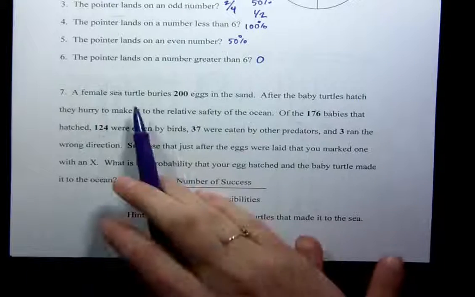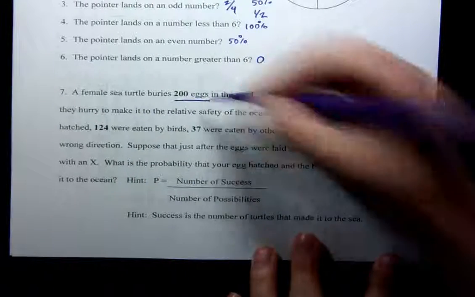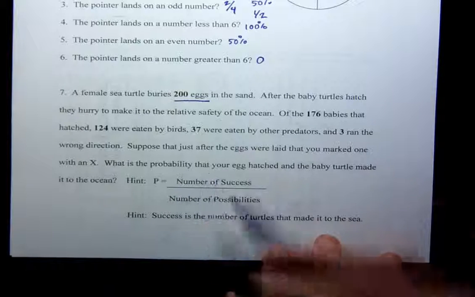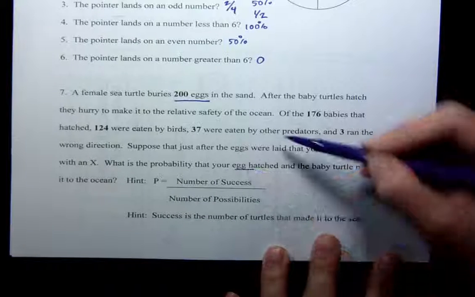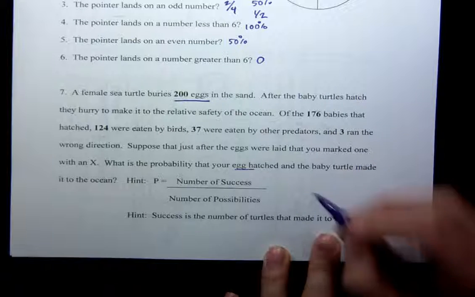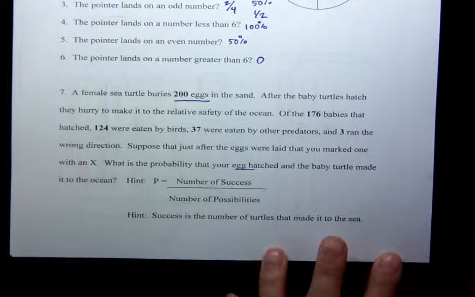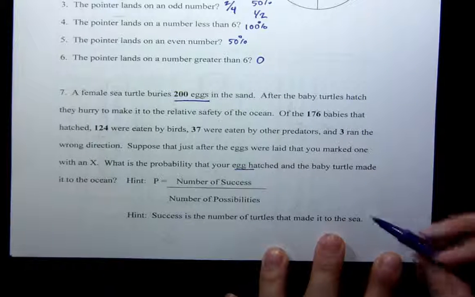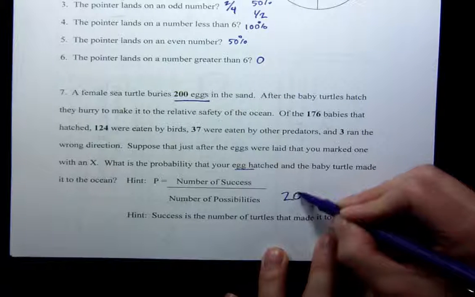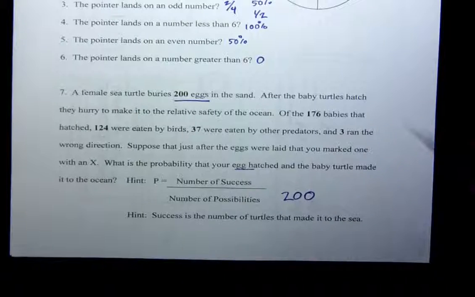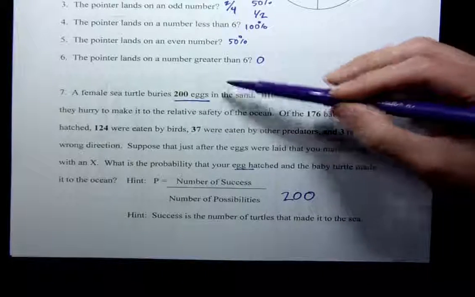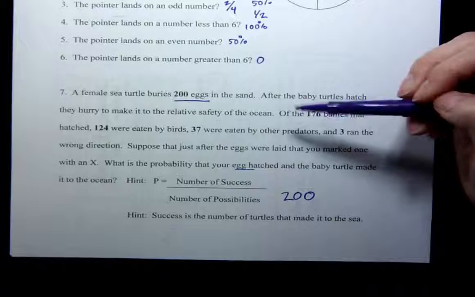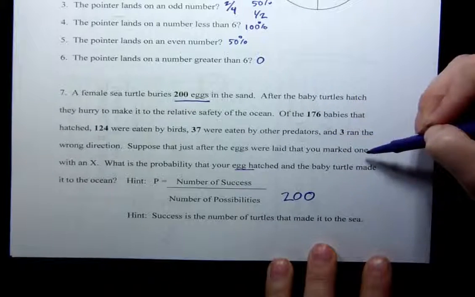All right, so a female turtle buries 200 eggs in the sand, and in the end they're asking us the probability that your egg hatched. So you picked 1 egg. What's our number of possibilities? Well, we started with the eggs though. 200. Yeah, so number of possibilities is still 200. I know 200 didn't hatch, but that's what we start with, because we started with an egg.